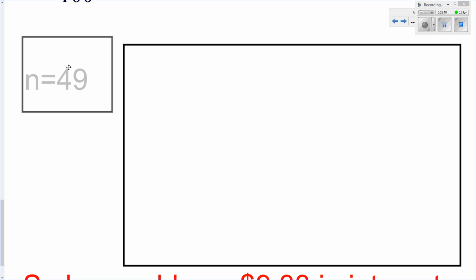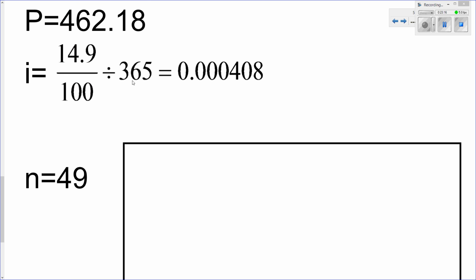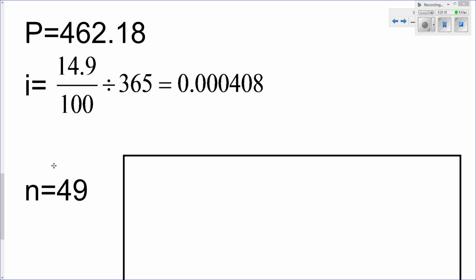Now, the N value. The N value for this is 49 because 49 days have passed by. So the compounding period is 49. The interest is this, and the P is this. Now the equation for every compounding problem is A is equal to P bracket 1 plus I to the N, and that's it. Let's go.